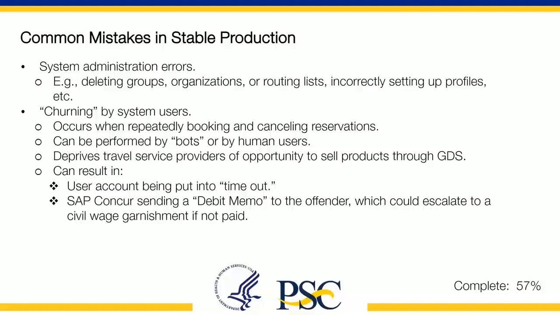Churning by system users. Occurs when repeatedly booking and canceling reservations. Can be performed by bots or by human users. Deprives travel service providers of opportunity to sell products through GDS. Can result in user account being put into timeout. SAP Concur sending a debit memo to the offender, which could escalate to a civil wage garnishment if not paid.